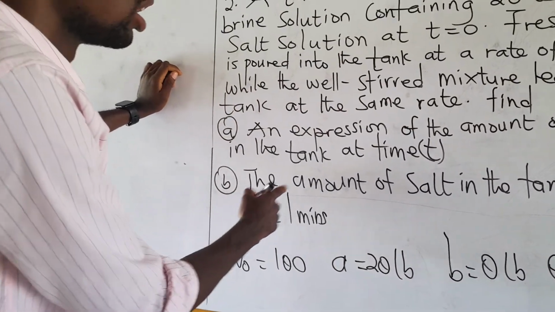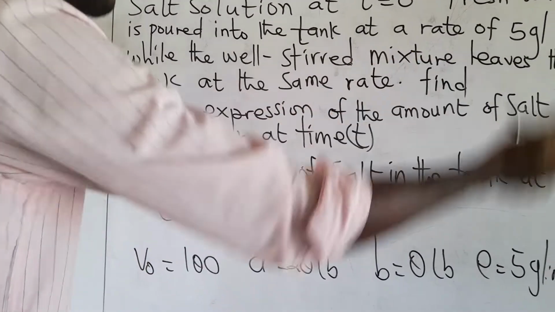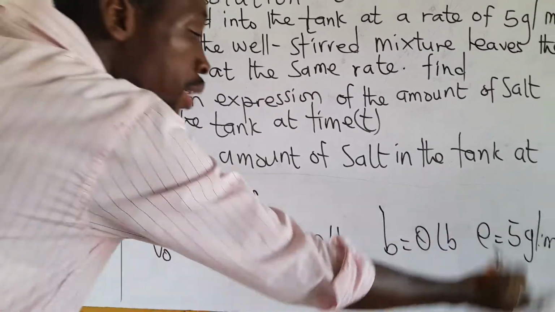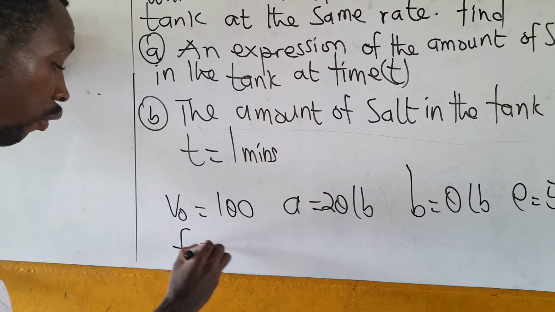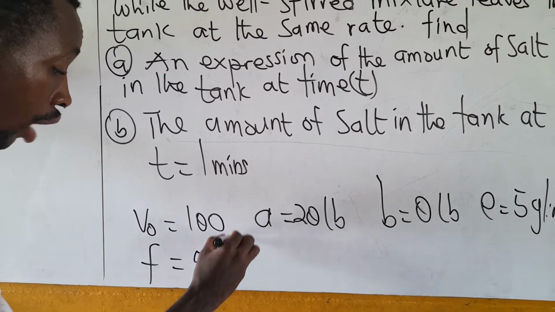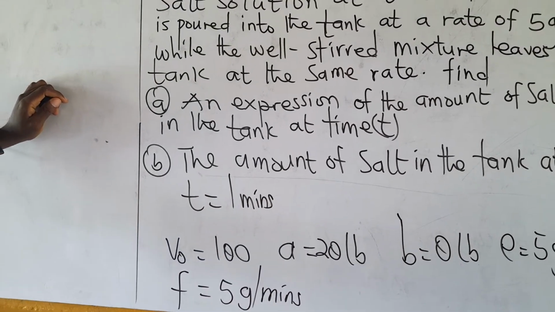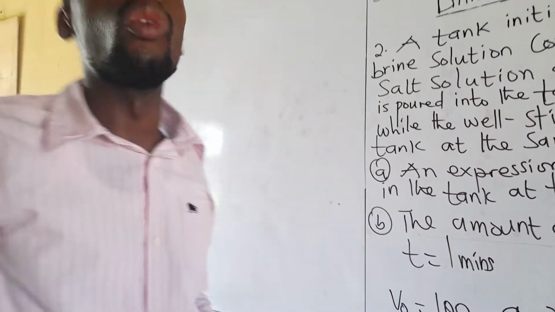Now they say it leaves the tank at the same rate. Then the F is the same as the E. So we say our F is also equal to 5 gallons per minute. Then we just substitute into our expression, then we solve.